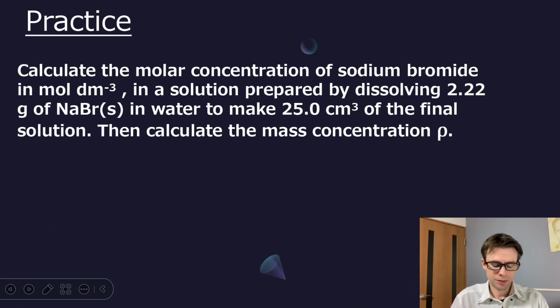Okay, so let's look at a practice question. Calculate the molar concentration of sodium bromide in mole per decimeter cubed in a solution prepared by dissolving 2.22 grams of NaBr, that's sodium bromide, in water to make 25.0 centimeters cubed of the final solution. Then calculate the mass concentration, rho.